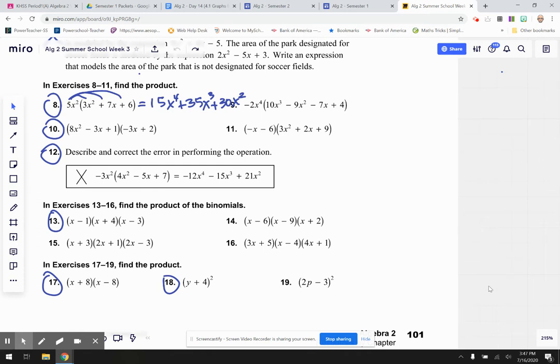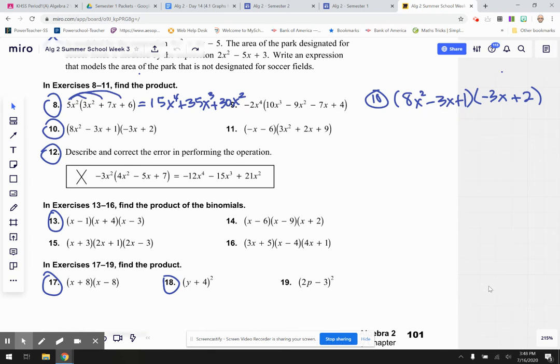But number 10 is going to take us a little bit more work here. So I'm going to do number 10 right there, and I'm going to rewrite it. We have 8x to the second power minus 3x plus 1. And then we've got our second parentheses of -3x plus 2. Okay, so what we can think of is just distributing all 3 of these first terms. That might be the easiest way to think about this.